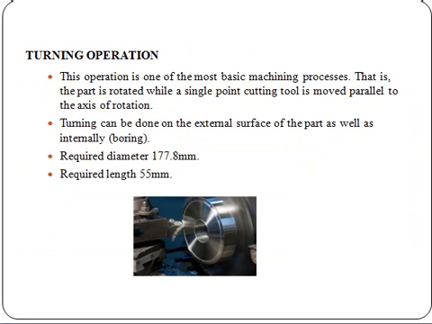Next one is the turning operation. After material selection, the turning operation is one of the most basic machining processes. The part is rotated while a single point cutting tool moves parallel to the axis of rotation. Required diameter is 177.8 mm, because the main spindle of the lathe is the same size, 177.8. Required length is 55. We are taking two materials like this, with the same diameter and length, for doing this project.